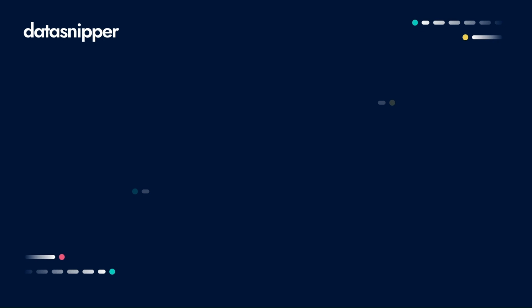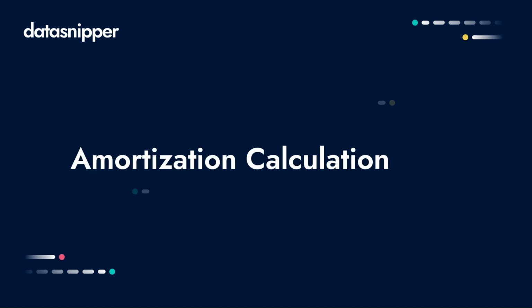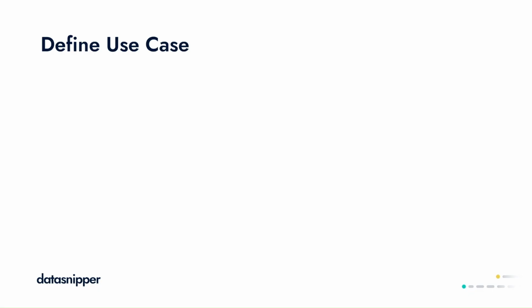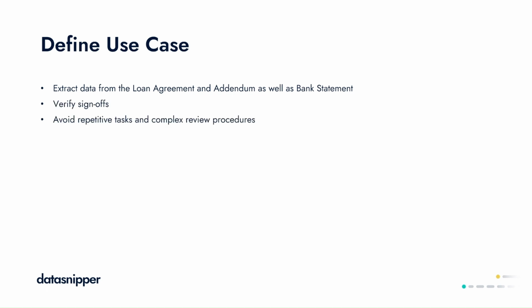Welcome, everyone. In this video, we will see how you can use DataSnipper to perform amortization testing procedures. In the case of amortization testing, we'll be checking the information in the loan agreement and addendum and extracting it to document our review. Then we'll reconcile the payment schedule to the bank statement to ensure payments are made.